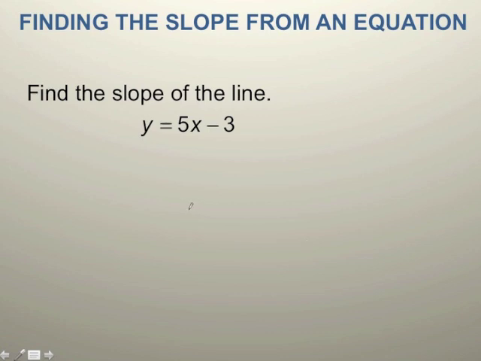And here we need to find the slope of a line. Well, if slope-intercept form is y equals mx plus b, here's my m. This slope equals 5. That was pretty easy.